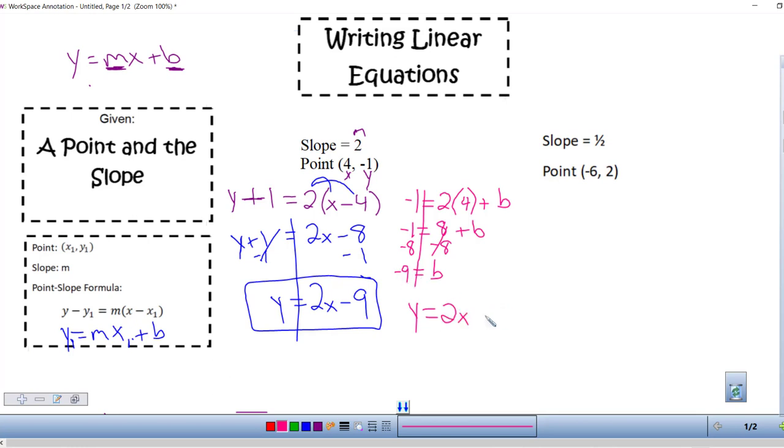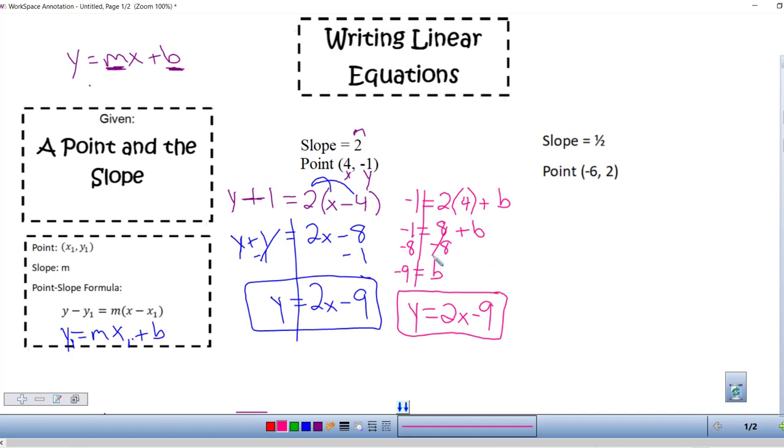And now we found the b, which is -9. So I got the same answer as we did over here. It's just a different method of finding the equation. We can either use this point slope form where we just simplify. It's shorter steps, but it's a little bit more complicated to remember this formula.